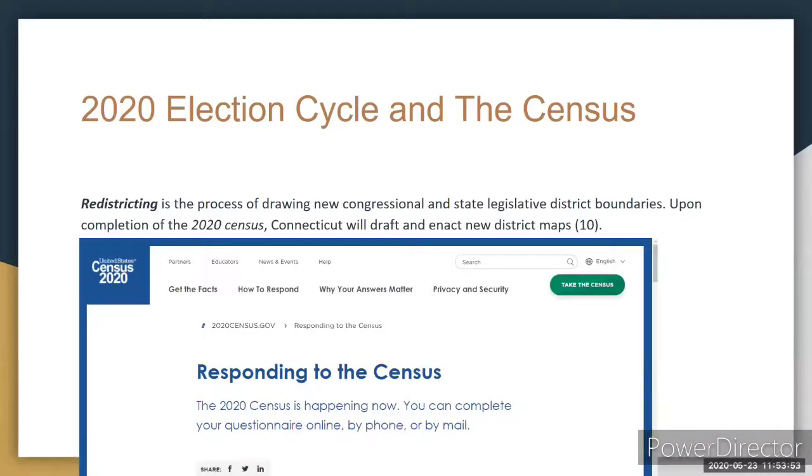So now we'll get into the election cycle, redistricting, and the census. The outcomes of the 2020 election cycle in Connecticut stand to influence the state's redistricting process following the 2020 census. This is not something unique to Connecticut, this is countrywide, the way the census works. Redistricting is the process of drawing new congressional and state legislative district boundaries upon completion of the 2020 census. Connecticut will draft and enact new district maps. So obviously it's important to complete the census when you receive it, and we'll get into why.